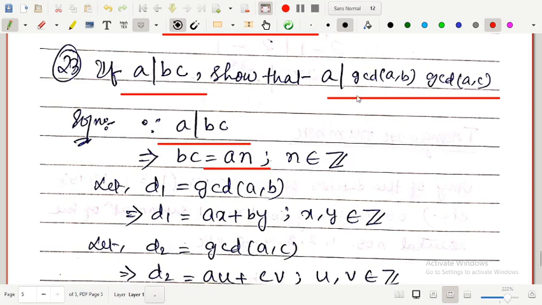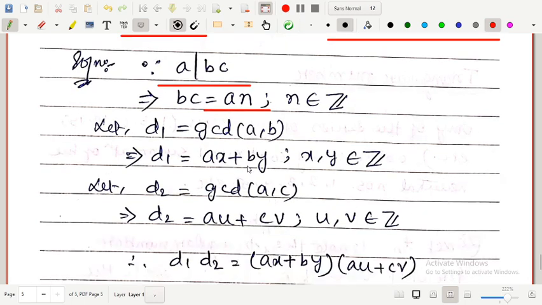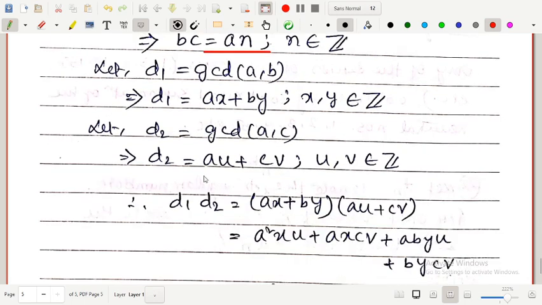Now we are just taking, let GCD of (A, B) equal to D1 and GCD of (A, C) equal to D2. We are just assuming it. So D1 equal to AX plus BY for some integers X and Y, and D2 equal to AU plus CV for some integers U and V. That we have discussed in our GCD section, that GCD of A and B can be written as A into some integer plus B into some integer. So we are writing GCD(A, B) equal to AX plus BY for some integers X and Y, and GCD(A, C) equal to AU plus CV for some integers U and V.